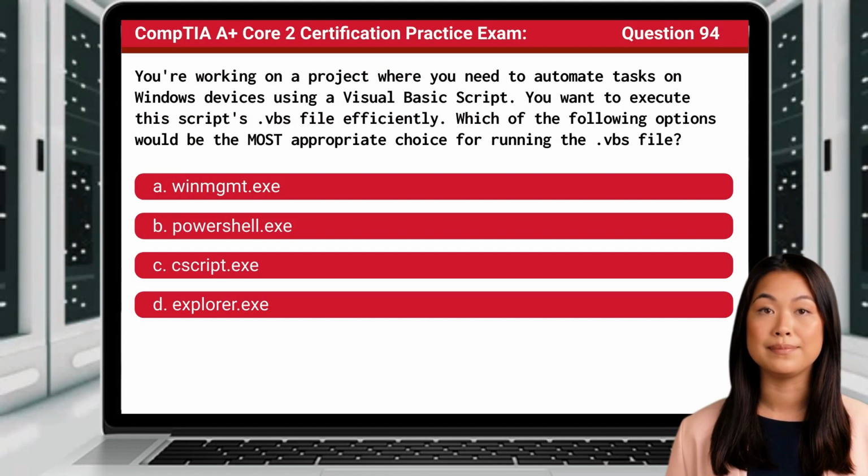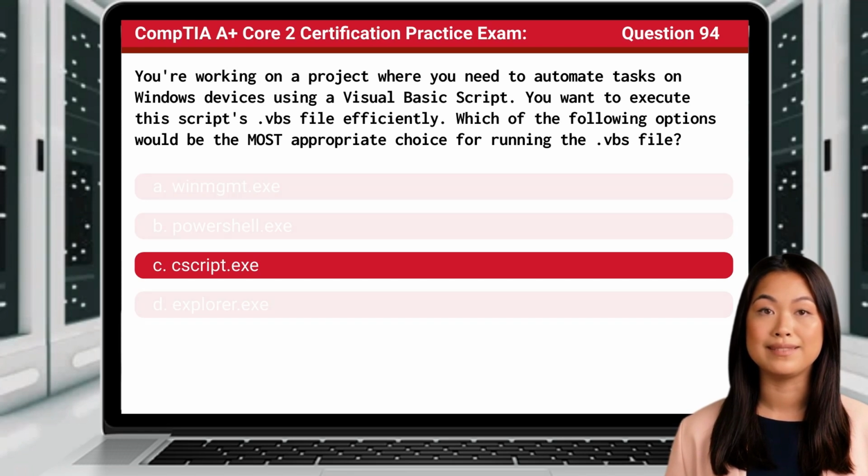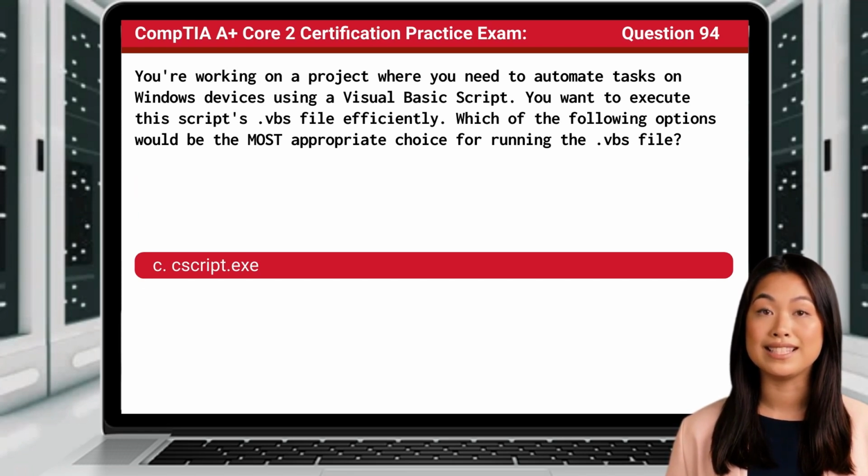Question 94. You're working on a project where you need to automate tasks on Windows devices using a Visual Basic script. You want to execute this script's .vbs file efficiently. Which of the following options would be the most appropriate choice for running the .vbs file? The answer is C. cscript.exe.